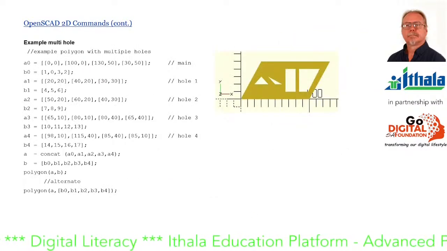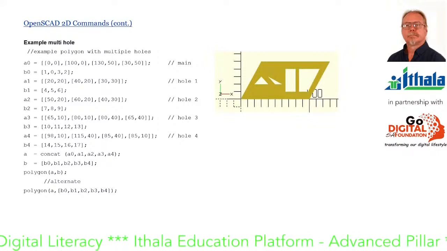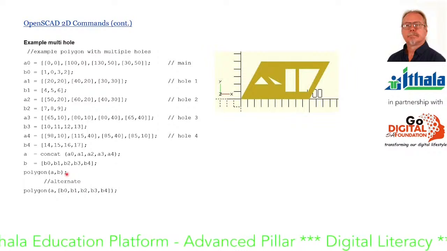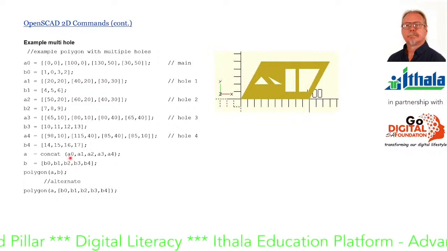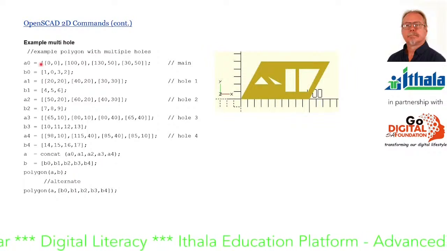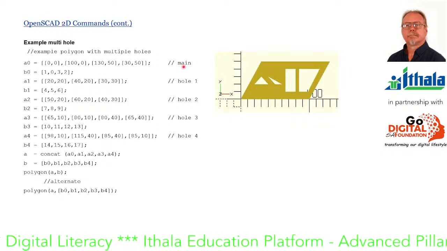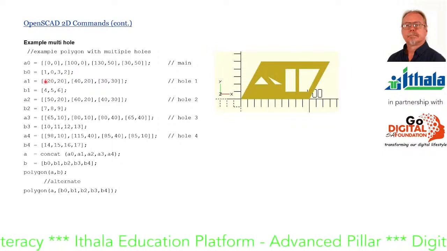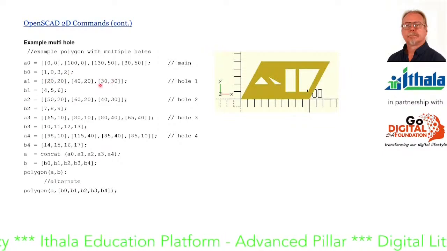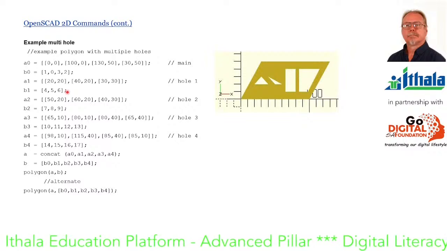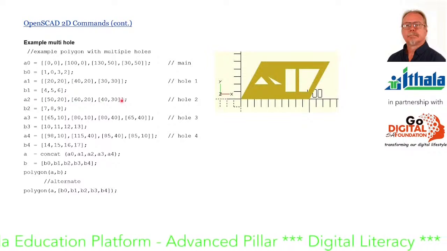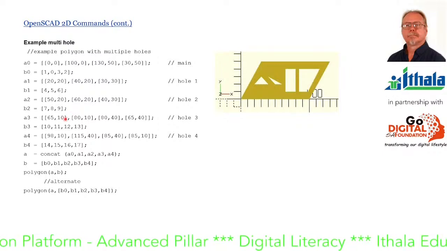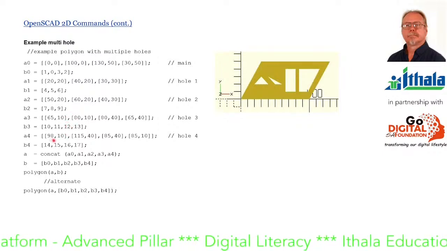And we just have an example here with multiple holes. Okay, so we've got a polygon with A, B. A combines all of these. So A0 is this set of vectors. That's our main shape. And B0 is our path. A1 is this set of vectors, and B1 is the paths. A2 is this set of vectors, which hold 2. B2 is that set of paths. And so on. A3 like that, B3 like that, A4 like that, B4 like that.